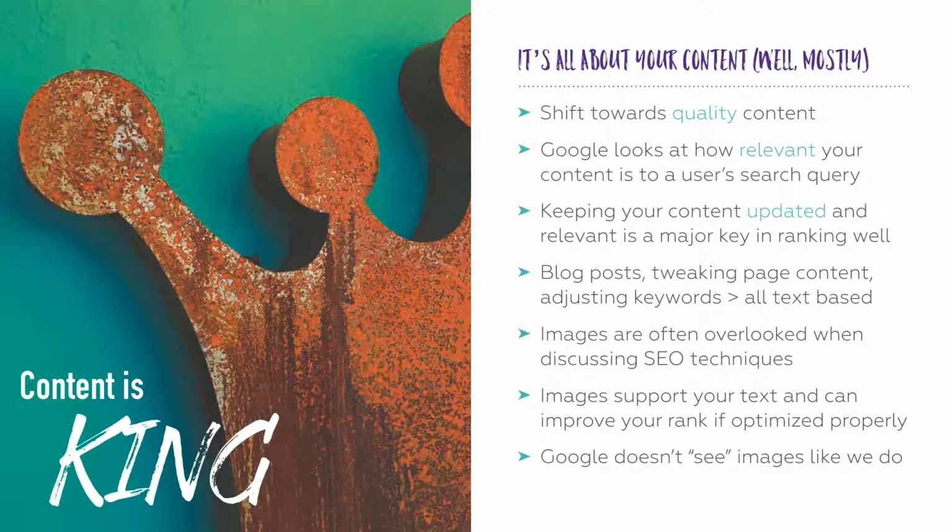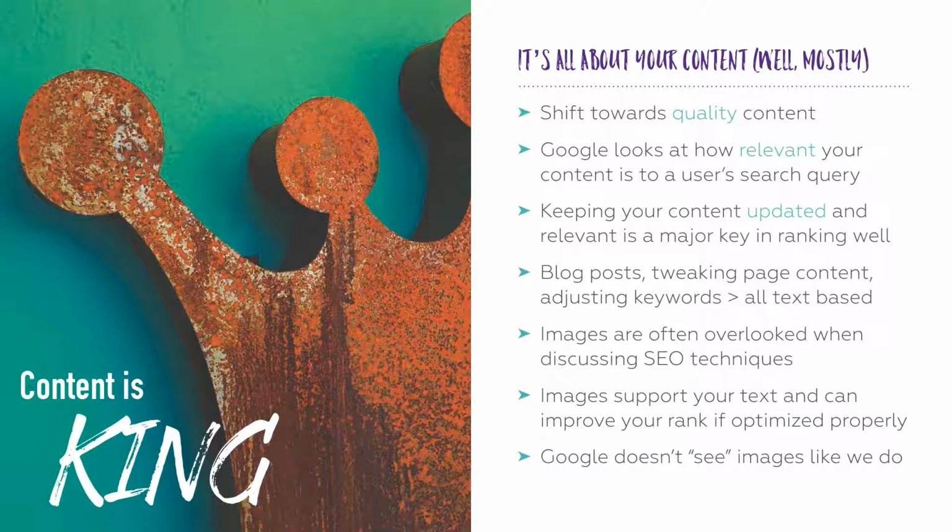So with SEO, we've seen a huge shift towards quality content. Google's not just looking for how many keywords you can stuff into your content. It's actually looking at how relevant your content is to a user's search query. We're talking about, if someone types in something like a pineapple drink, like in our workbook, what actually shows up? Is your page, your topic, your product actually about pineapple drinks, or is it about something completely different? So Google does take the user into consideration now. Keeping your content updated and relevant is a major key in ranking well.